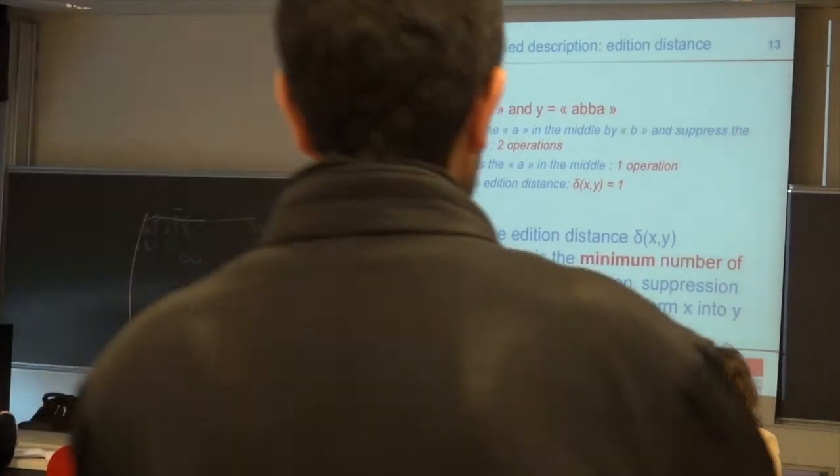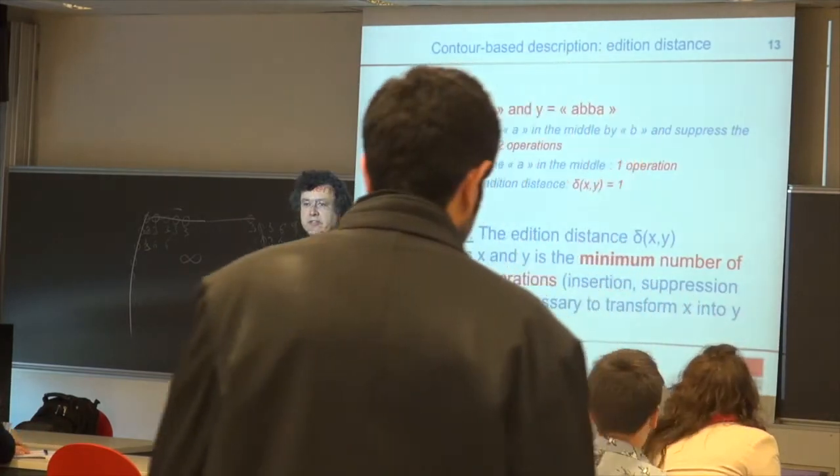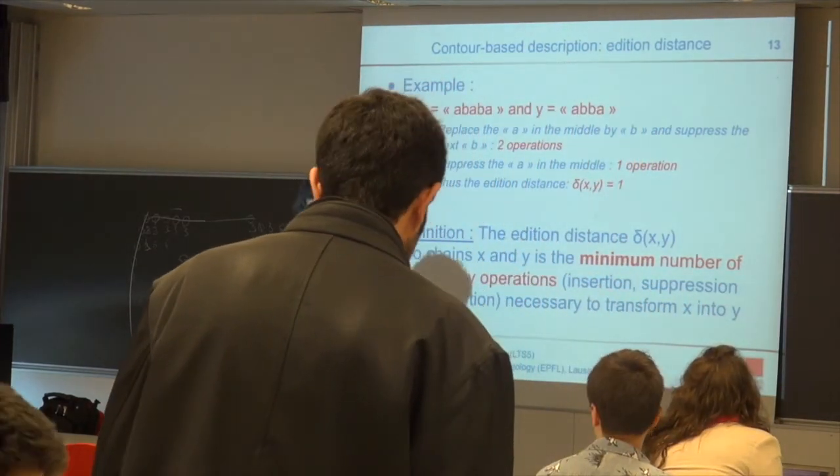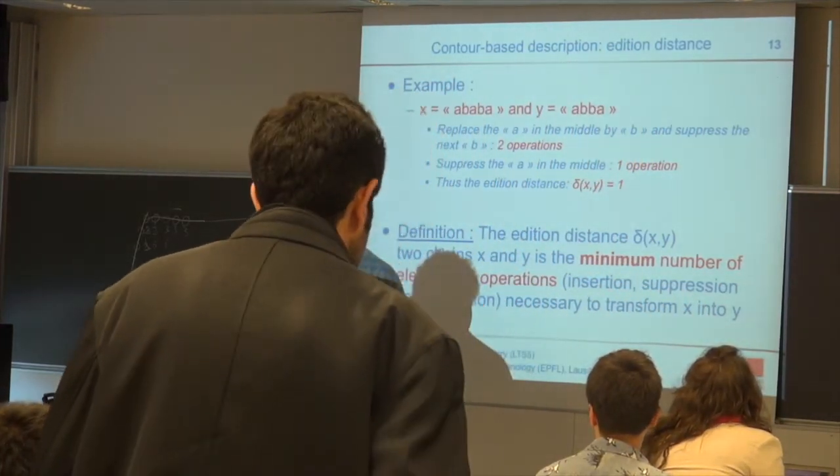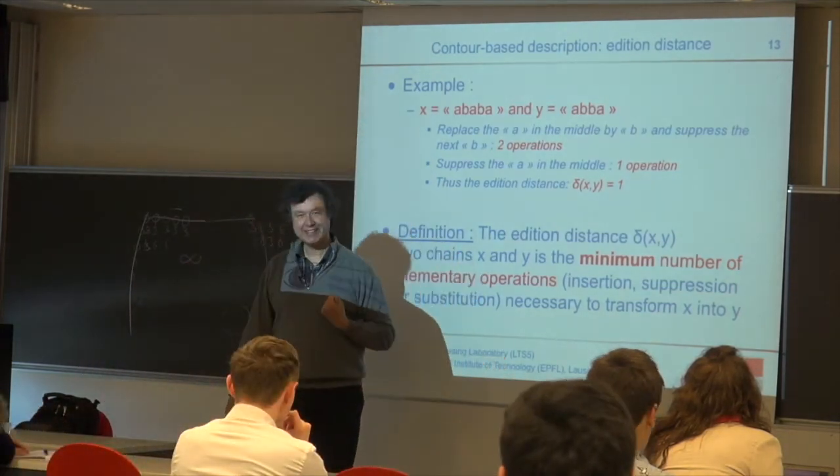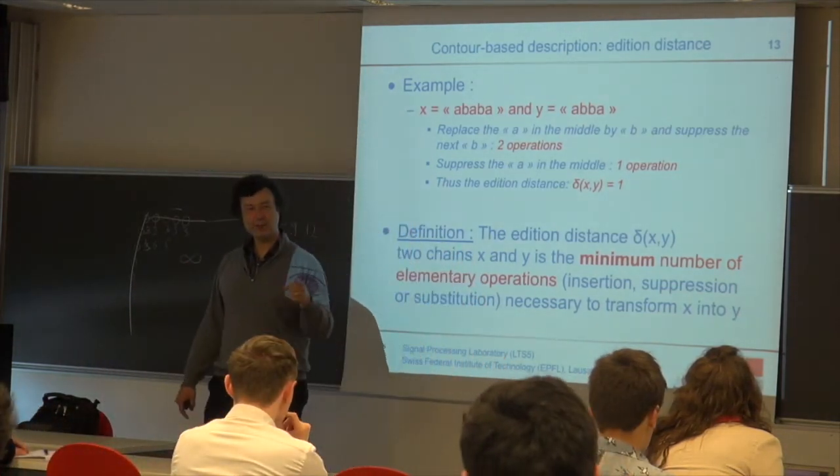So Freeman Code is the representation. Addition distance, I will wait for the picture to come back. Voila, hello, welcome. No, not to you, to the camera.